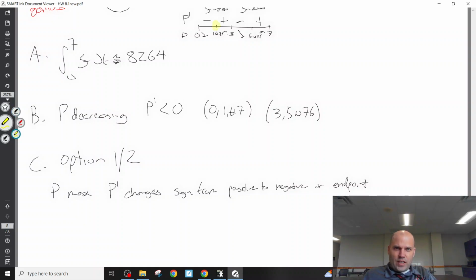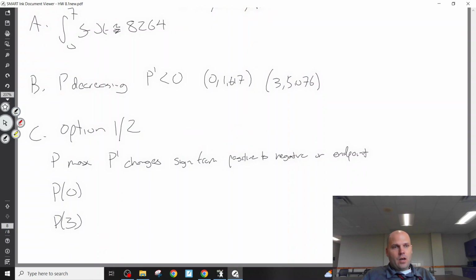we would have this as a candidate and this as a candidate. And holy cow, I don't want to worry about 5 different candidates. But the fact that I said, yo, P could be a max when P prime changes sign from positive to negative or an endpoint, this is no longer a candidate and that is no longer a candidate. The only candidates I have are at 0, at 3, and at 7. Don't have to worry about crazy decimals.